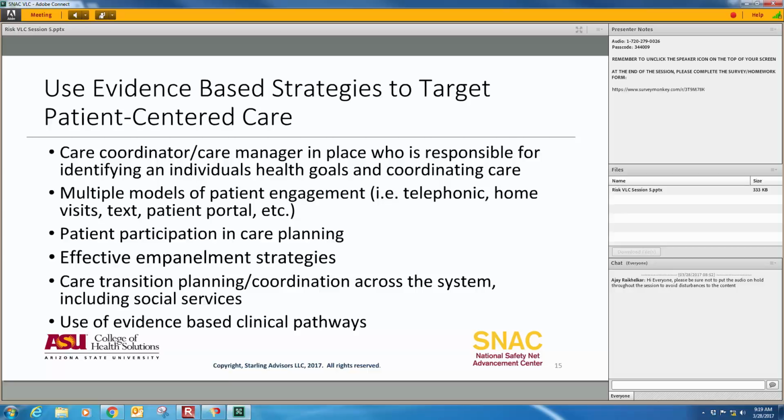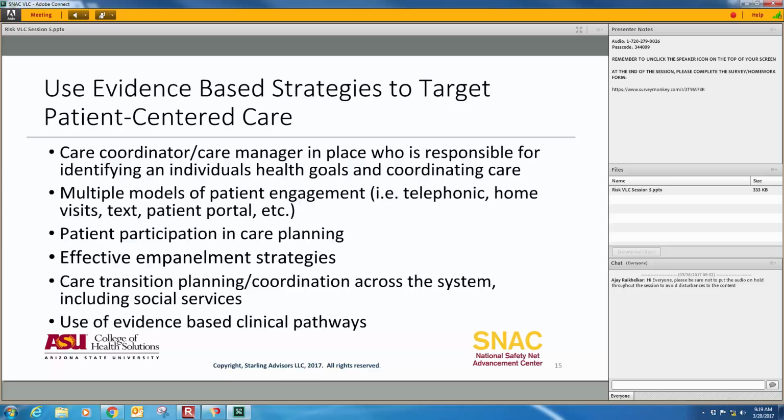And I think IHI and AHRQ, many organizations have lots of great information about how to successfully set up the work of your care managers. What are some resources? What are some templates? What are some examples of the role that those care managers can play? And those care managers can be staff across many different domains, and we'll talk about that a little bit later.